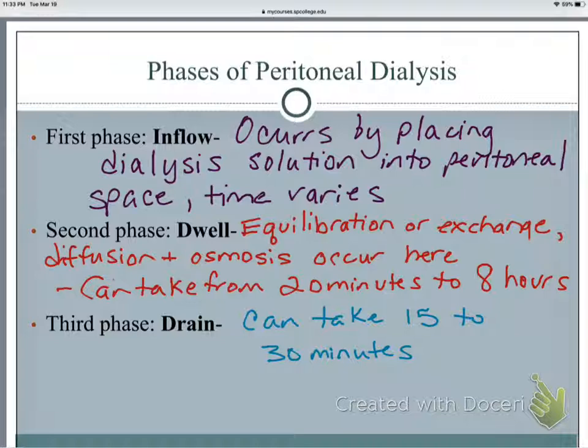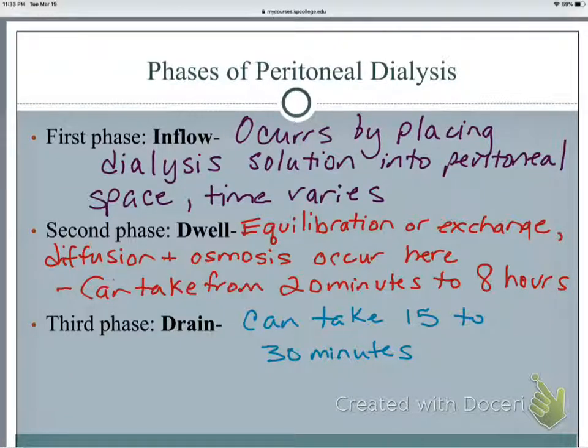Okay. The second one is the dwell phase. And I would focus on these. They're right in your book. Diffusion and osmosis occur in this phase between the patient's blood and the peritoneal cavity. Duration varies a lot depending on what type of dialysis, but between 30 minutes to 8 hours.